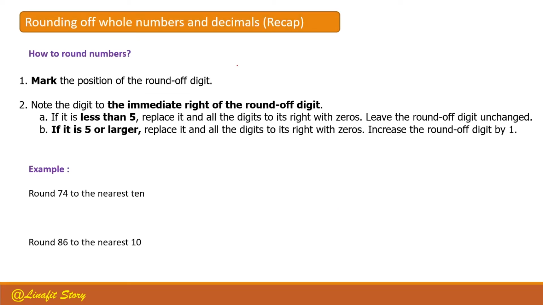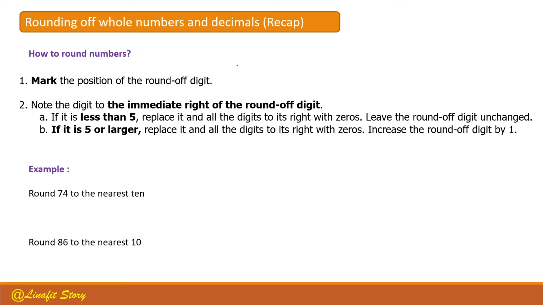Rounding of whole numbers and decimals. What is rounding? Rounding means making a number simpler but keeping its value close to what it was. The result is less accurate but easier to use. How to round numbers? First, mark the position of the round-off digit. Second, note the digit to the immediate right of the round-off digit.